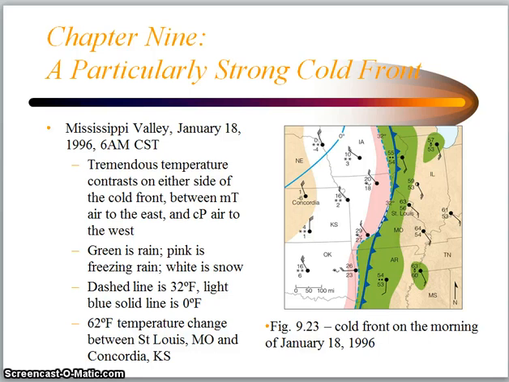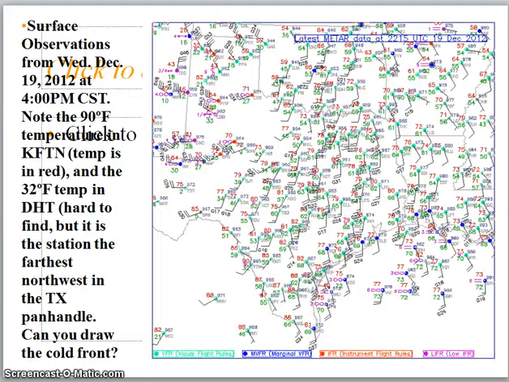So within just a 500-mile swath, you can see a tremendous contrast in temperature between one side of that front and the other. Must have been a real shock for those people in Missouri to wake up to warm rains in the morning and have snow by dinner time. Must have been a real shock to them on January 18, 1996.